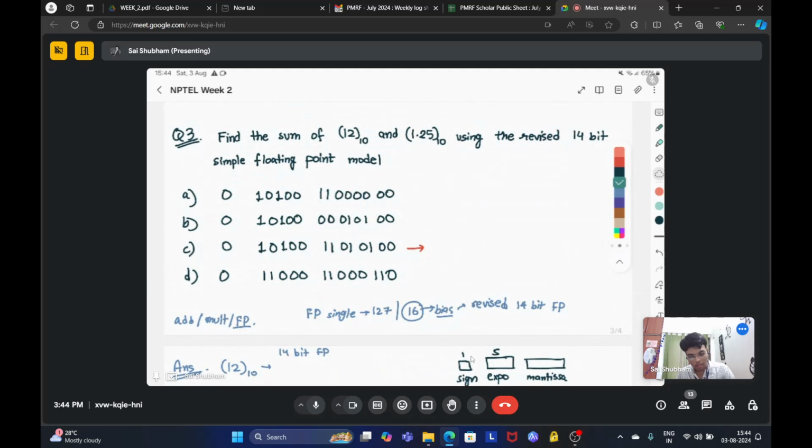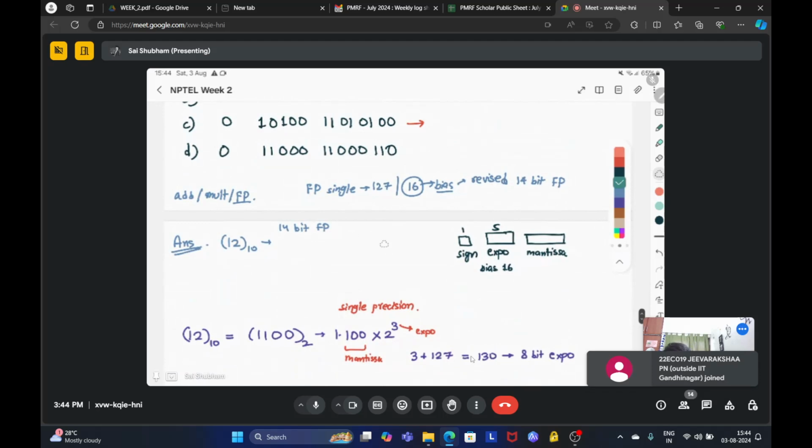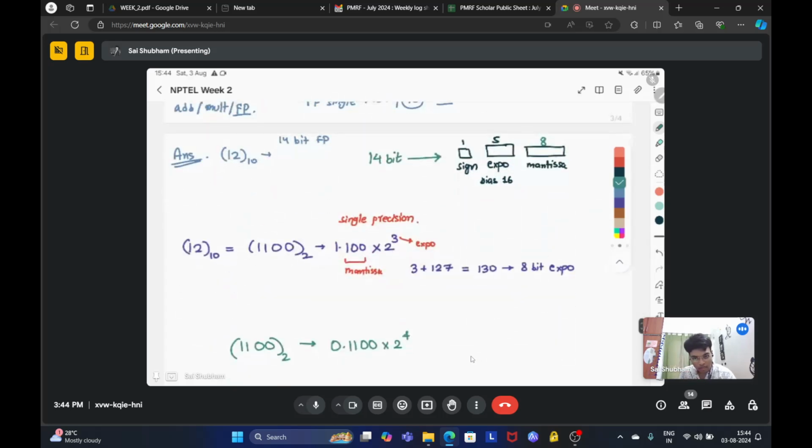According to the question, we will convert these two numbers into 14-bit float, and then we will perform the addition. In the 14-bit floating point, 1 bit is assigned to sign, 5 bits for exponent, and the remaining 8 bits for mantissa. So it is slightly different from single precision floating point. Suppose you have the number 12, you convert it into binary. So this is your binary expression. Now you will write it as this.